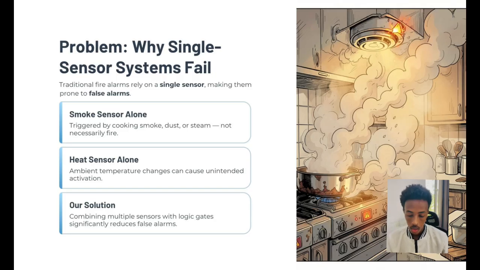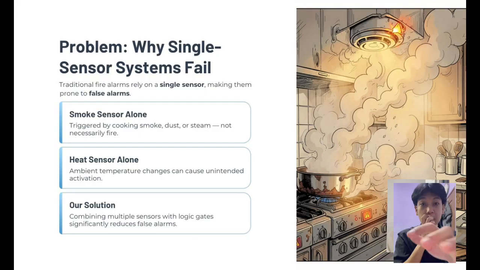The last one is our solution. We combine multiple sensors with logic gates, which significantly reduces false alarms. We use 3 sensors: number 1 is the smoke sensor, number 2 the heat sensor, and number 3 the flame sensor. These sensors work together, and the logic gates check all the signals before turning on the alarms. This makes the system more reliable, reduces false alarms, and helps us detect real fire more accurately.